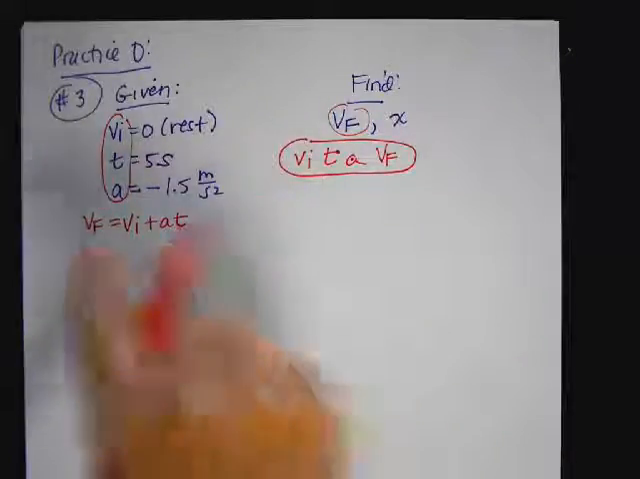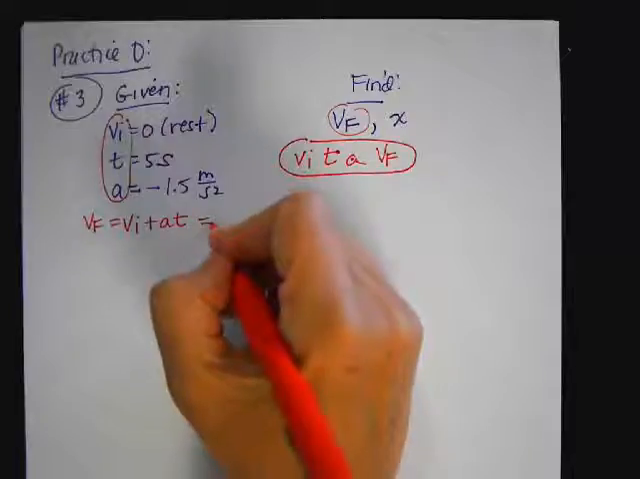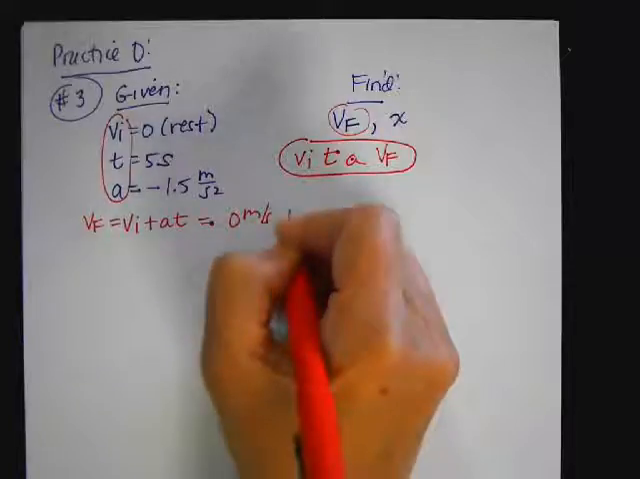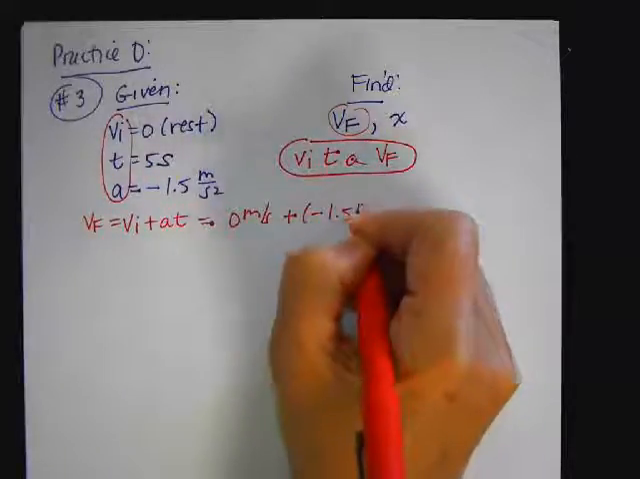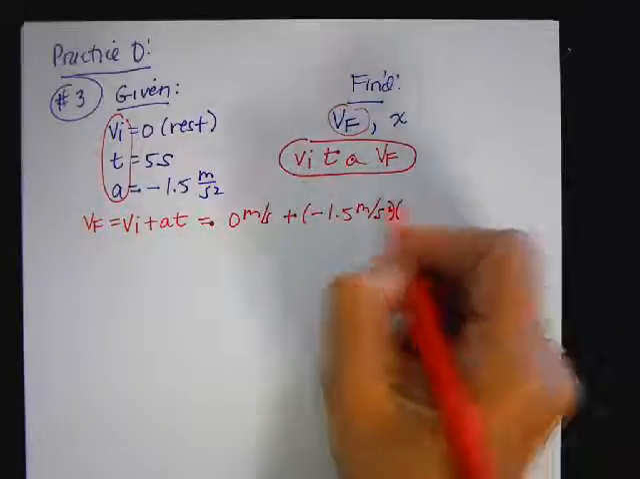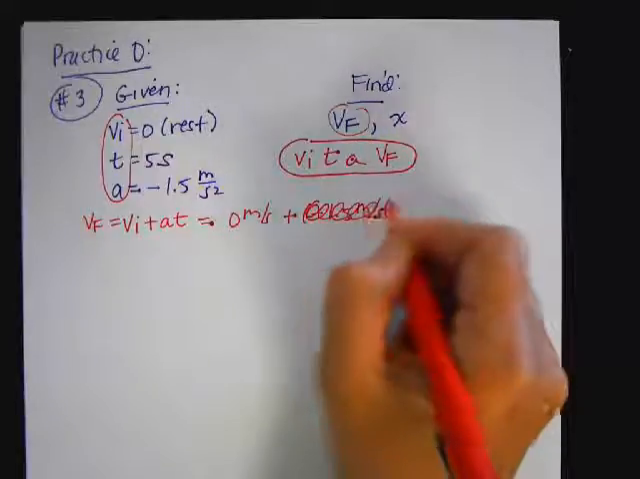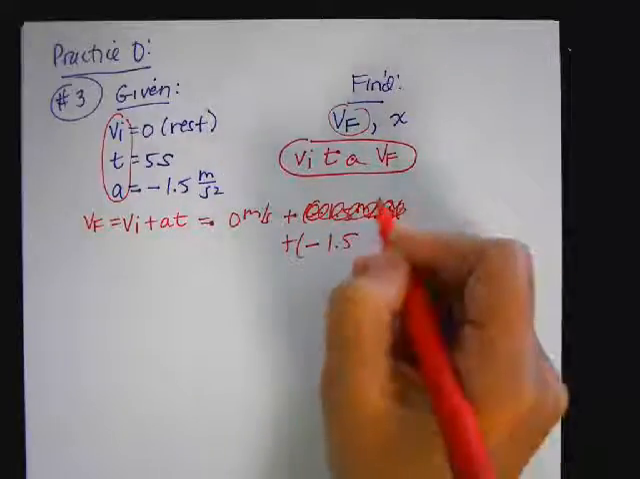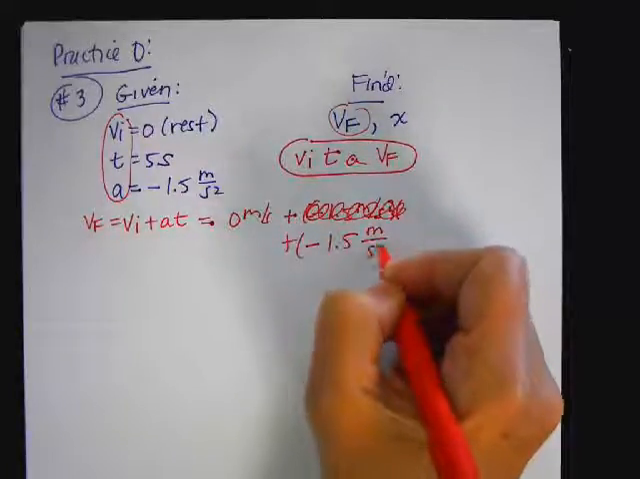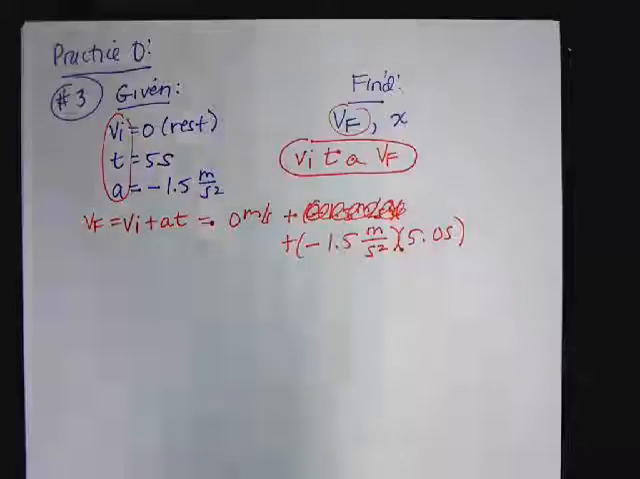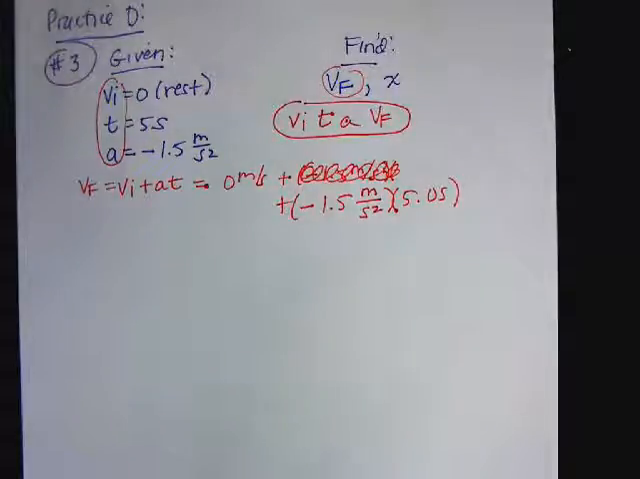So Vi is equal to 0 plus negative 1.5 meters per second squared times 5 seconds. Let me write this over, and I'm going to show you why. Remember I told you if you carry your units through, it's a foolproof way to check your work in physics, so you always want to do that. If I write this unit with a horizontal line, I can just do that right in my work.